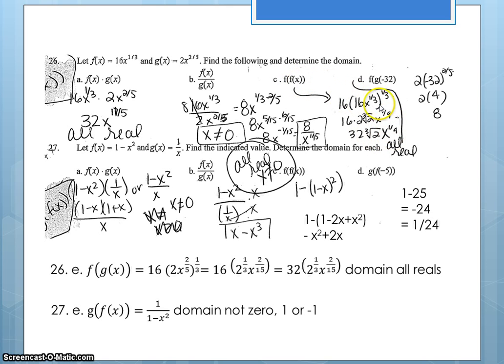Again, you can take the cubed root of any number. So the domain of f of x is all real, and then the domain of the answer is also all real. There's no denominator.